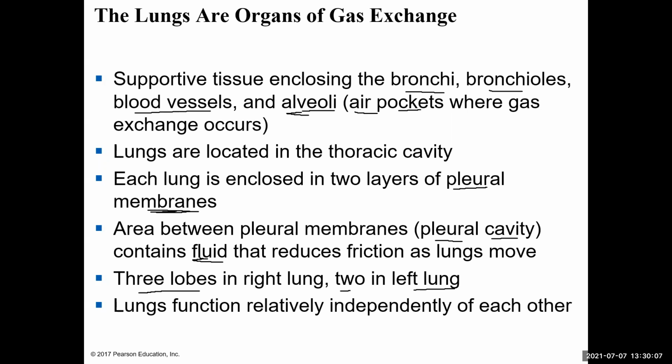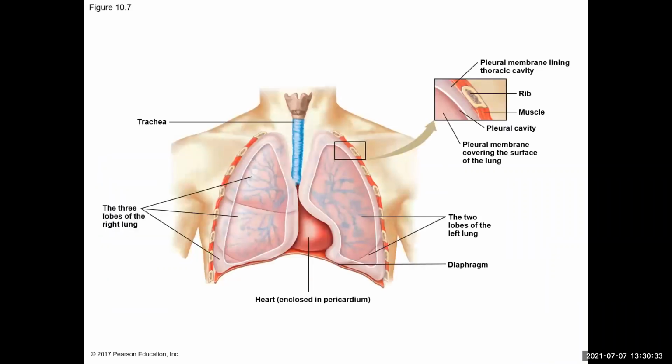And the lungs function relatively independently of one another. And you actually can have a portion of your lungs removed, say in one lung, and still be okay, right? You'll still be able to function fairly normally. Now, your oxygen capacity will go down because you've lost lung space and surface area space, but you still can survive if you've had a portion of one of your lungs removed.